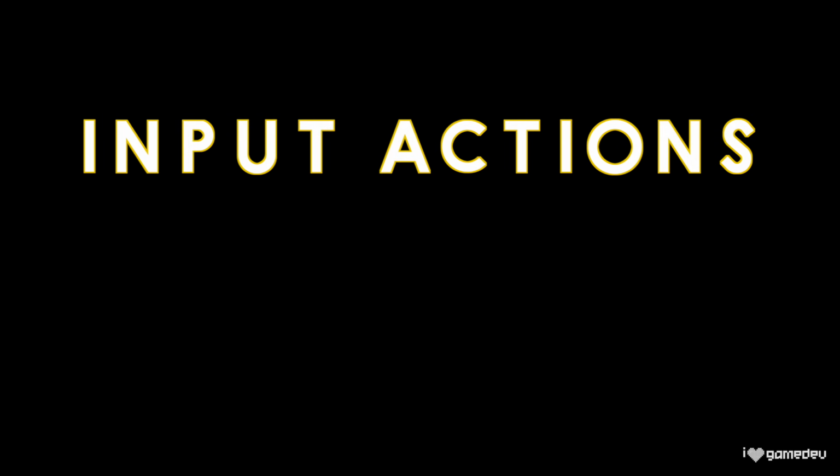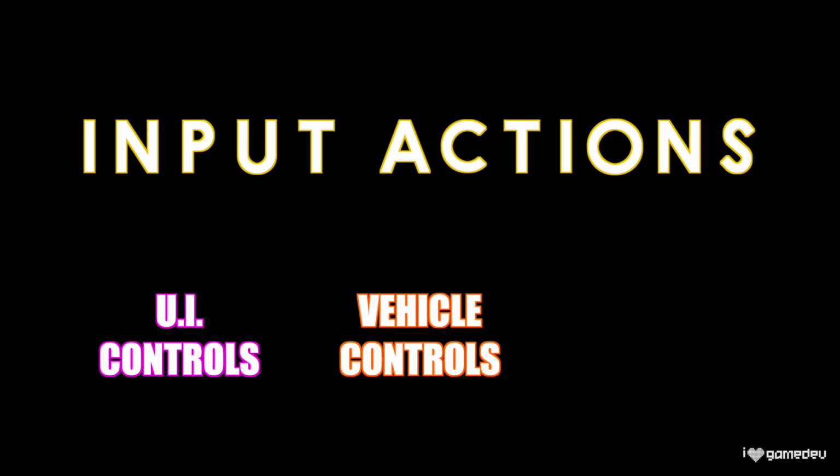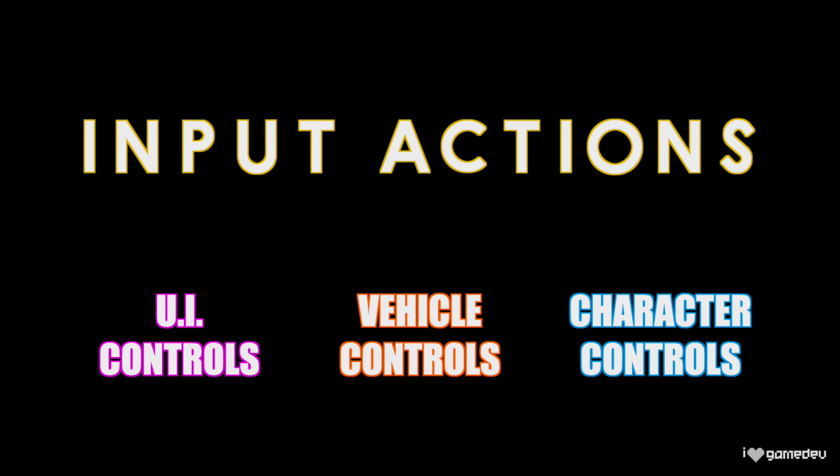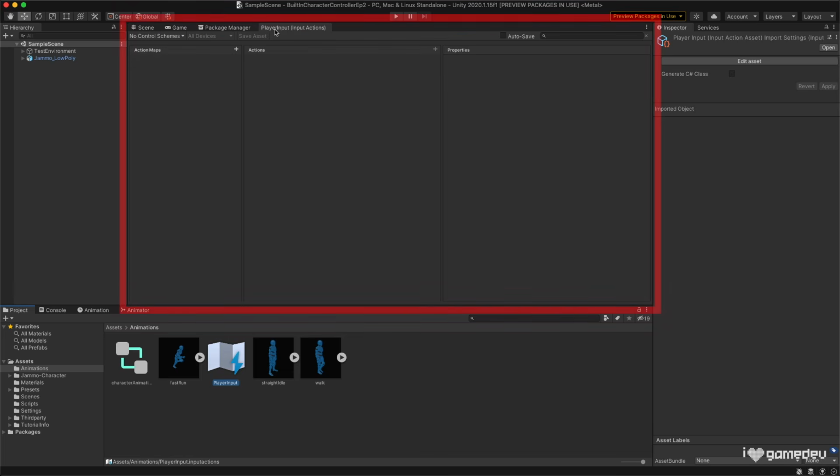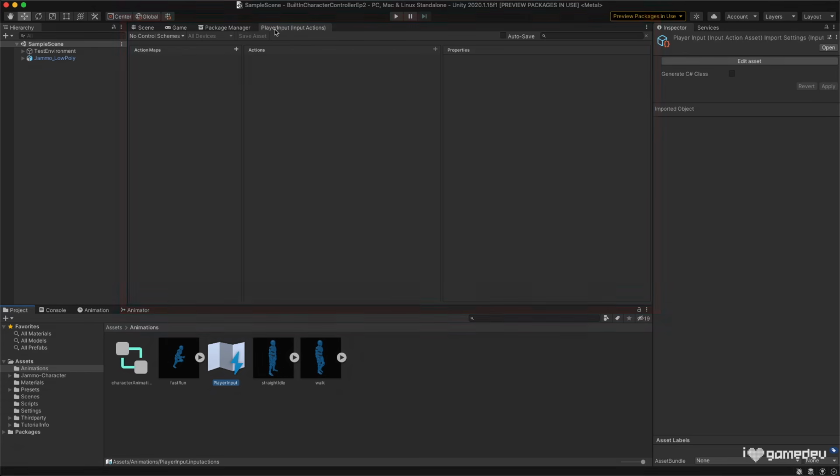This asset is how we can customize player input for our entire game, from UI interaction to vehicle controls to character controls. Double-clicking will open the Input Actions window in the editor. Here, there are three sections: Action Maps, Actions, and Properties, all three of which are interconnected.